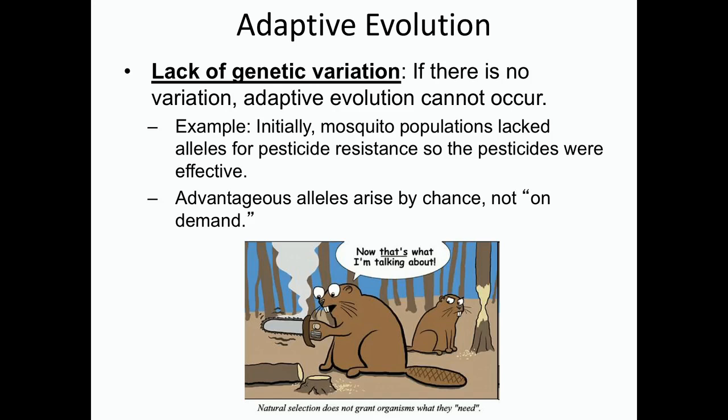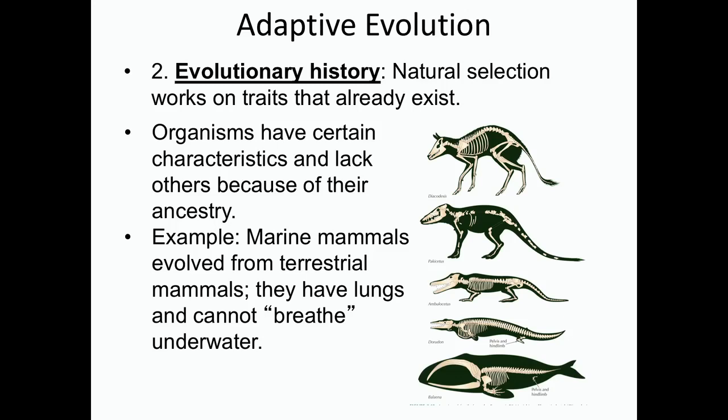So we're going to talk about mutation and how mutation can lead to novel features, which then can be acted on by natural selection, but those features have to be present in the first place. The second thing that constrains natural selection is evolutionary history. So natural selection, again, works on traits that are already there. It can't bring back traits that have been lost, and it can't work on things that aren't present.